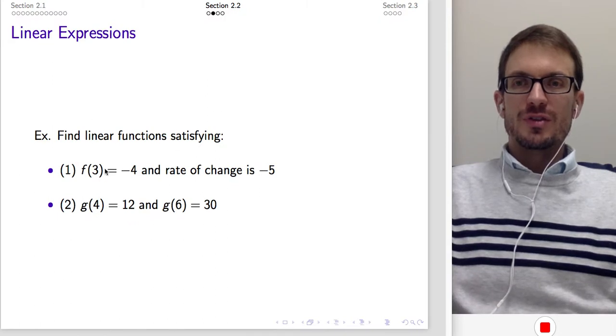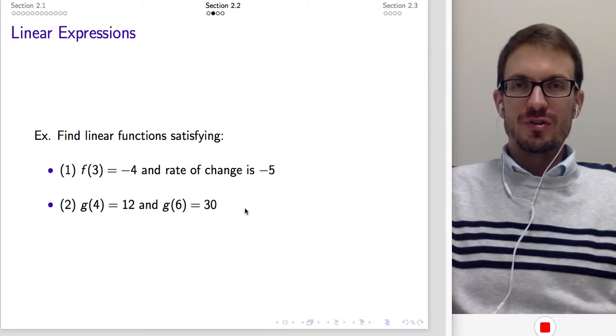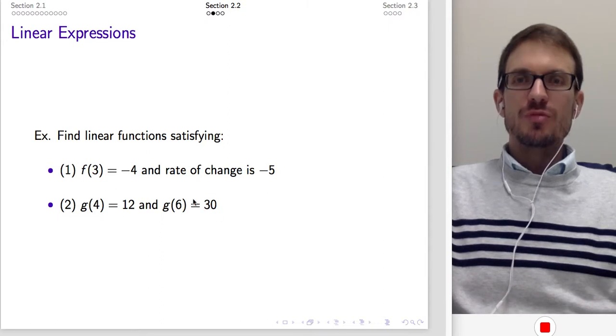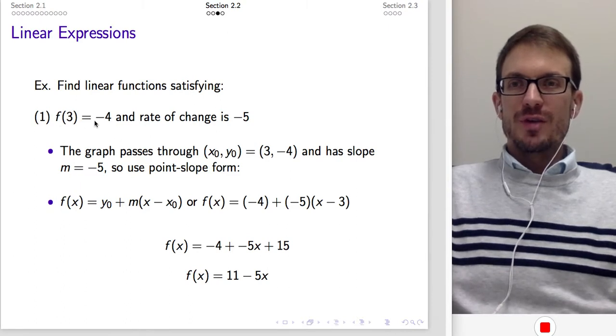So, all right, here's an example. Why don't you stop the video and do these examples. Look and see, given this function and this rate of change, can we find the linear equation using that point slope formula? And then given 2 points, can you do this? Okay, so f of 3 is equal to minus 4.